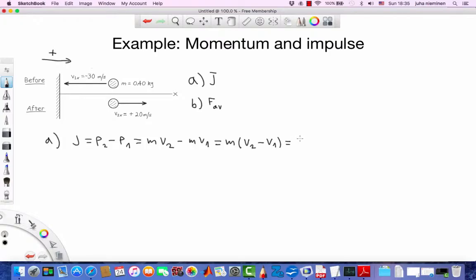The mass of the ball is 0.4 kilograms. And then here comes the important part. We have to get these signs right. V2 is going to the right, so it's positive 20 meters per second. And then minus V1, don't forget the parentheses. What is V1? V1 is going to the left, so it's minus 30. So we must have the minus 30 here.